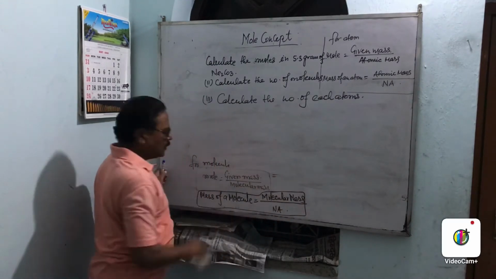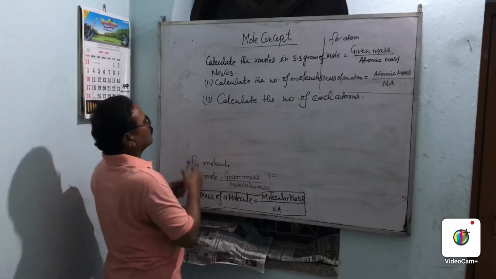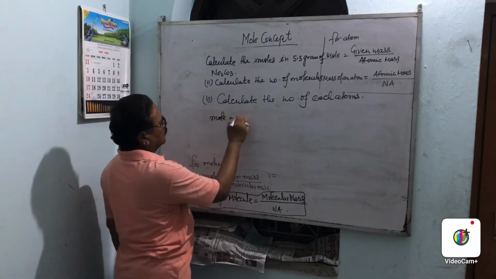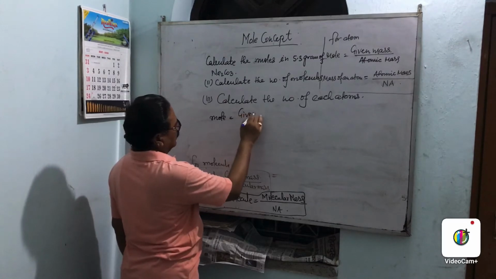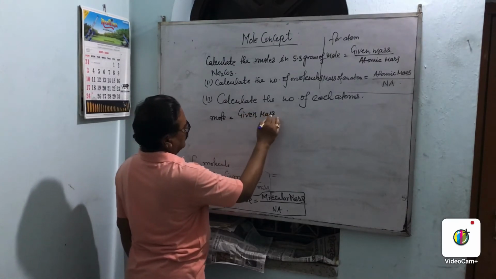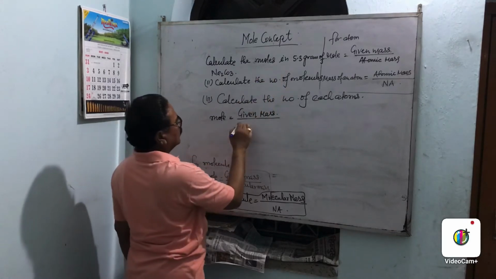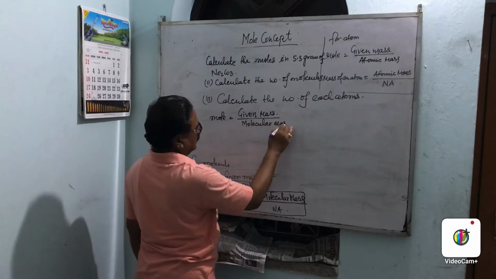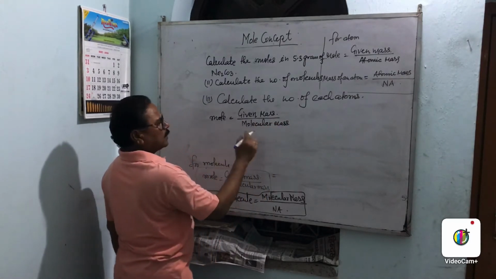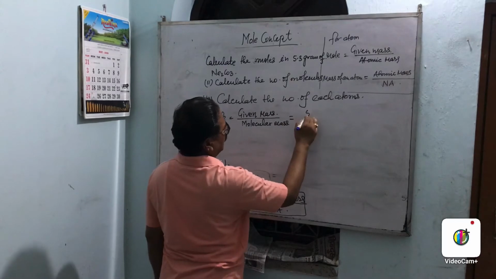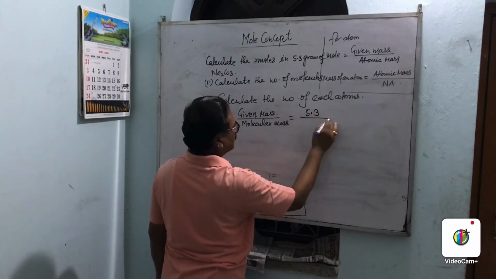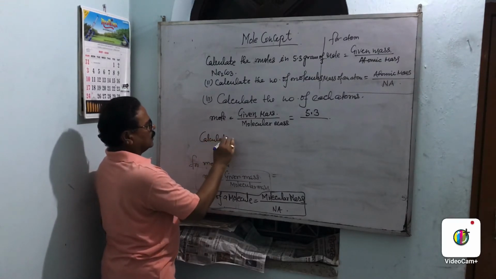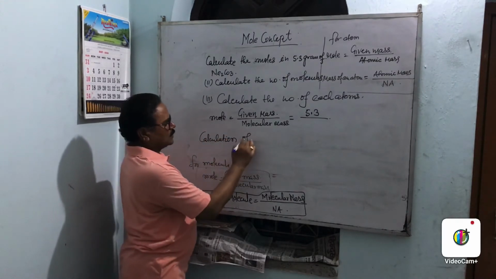So there is a formula. Simply, not going to the theoretical method, we calculate moles, that is given mass by molecular mass. And the given mass here is 5.3 gram. So what is the molecular mass? The problem is calculation of molecular mass.